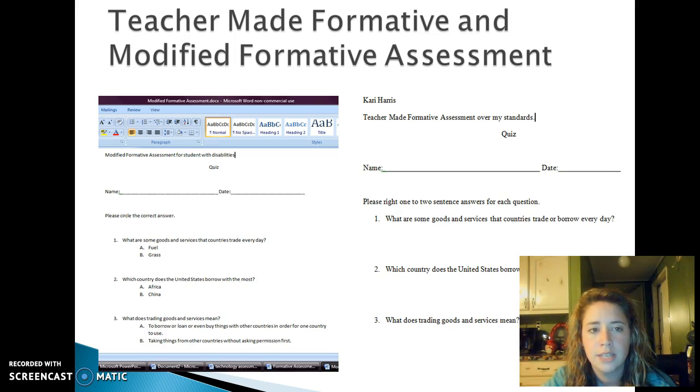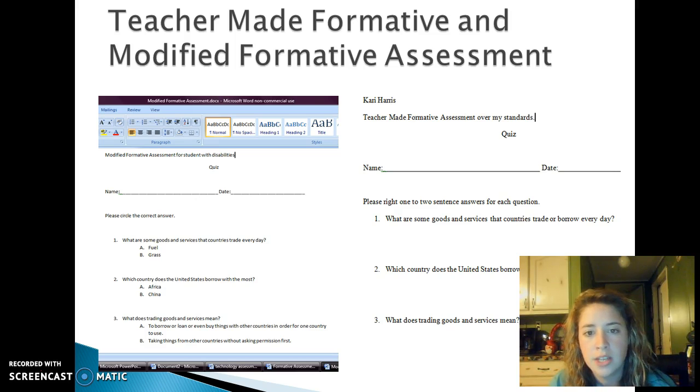The next assessment was the teacher-made formative and modified formative assessments. On the modified formative assessment, for a student with disabilities, I made it easier for them by doing multiple choice and only giving them 2 choices. It says, what are some goods and services that countries trade every day? And as you can see, I put 2 choices on each of these questions.